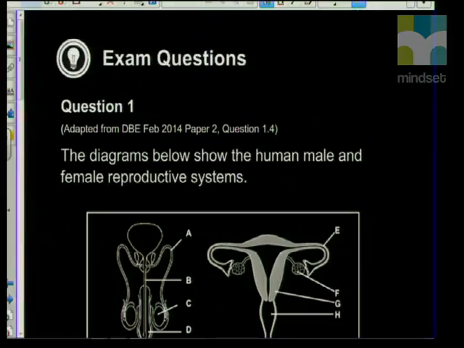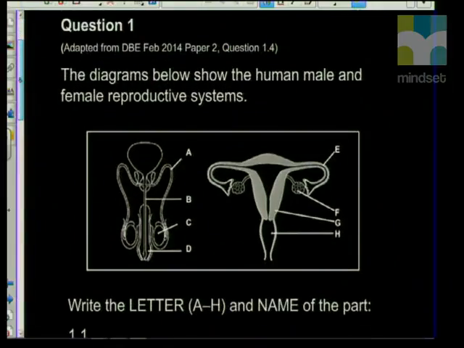Firstly, what I've got is a picture of a male and a female reproductive system. Make sure you can see the front and the side view. You've got to know both. They can ask you questions on both, so know both.